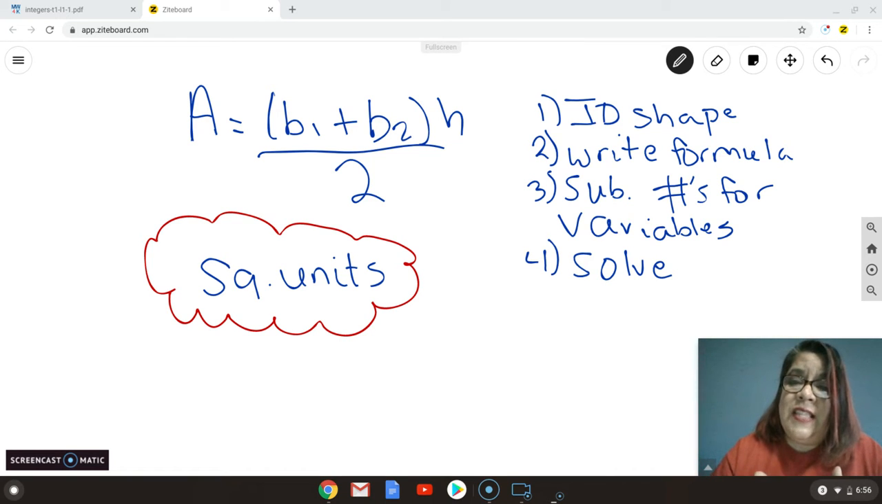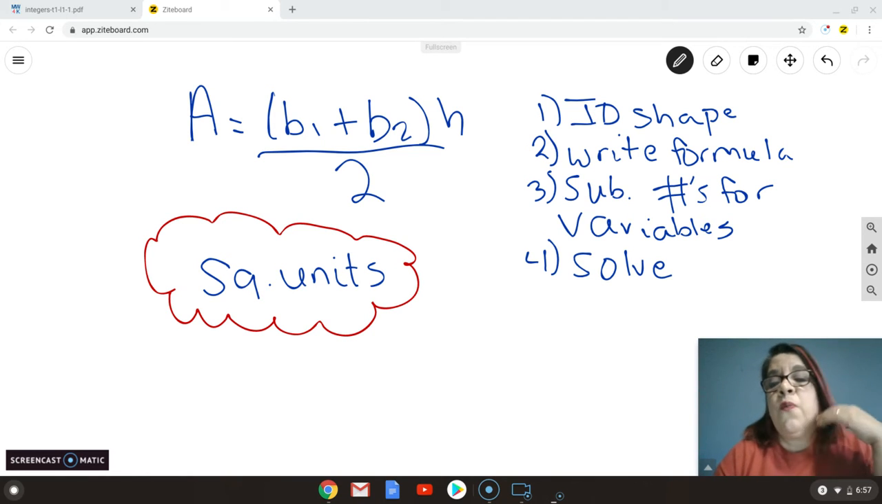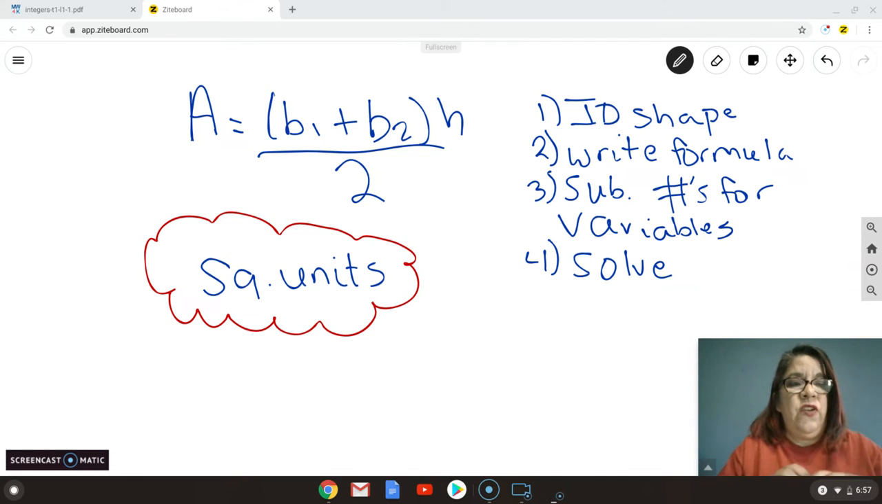The other thing that you need to remember is that area is always expressed in square units. There's a few steps that we always follow whenever we do any of these practice problems. It's the same thing that we've done for the past few weeks now. We're going to identify the shape. We're going to write the formula down, which I already wrote down for y'all. We're going to substitute the numbers for the variables, and then we solve it. So let's go ahead and get started with a few problems.